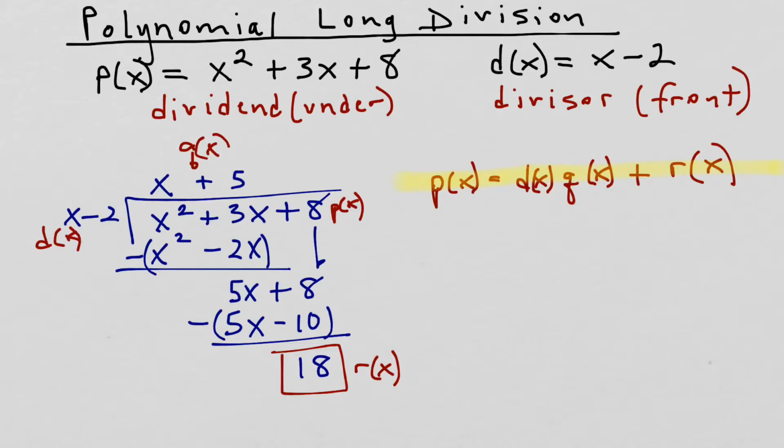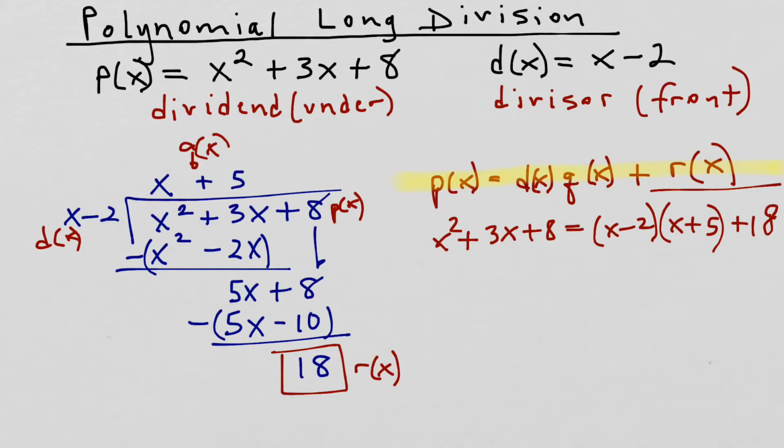So p of x, x squared plus 3x plus 8, is equal to d of x, x minus 2, times q of x, x plus 5, plus 18. And this is what we're looking for. This is the unique equation that we can set up when we have x minus 2 as our divisor and x squared plus 3x plus 8 as our dividend. So we've done it, and this is what we're looking for.